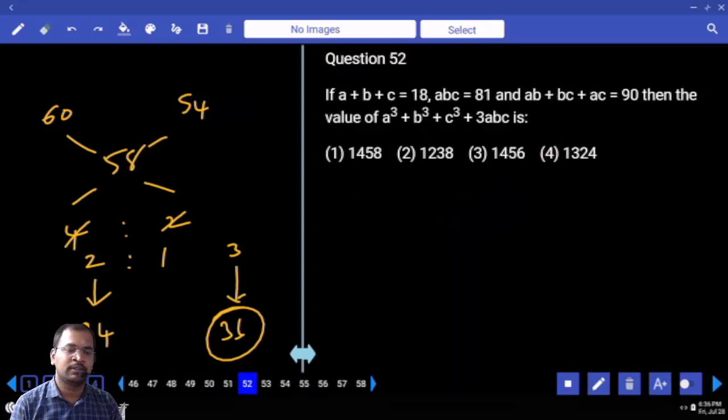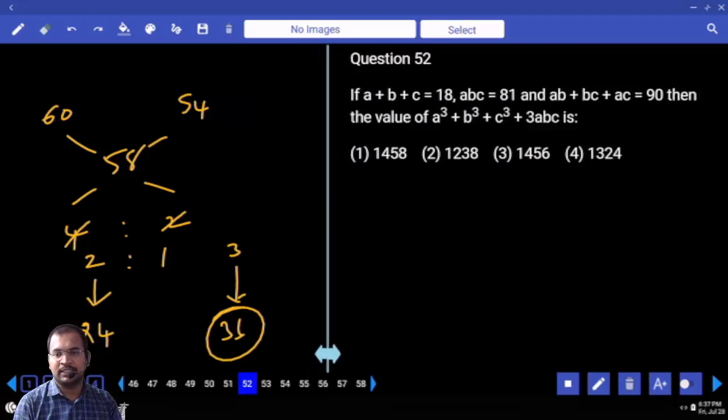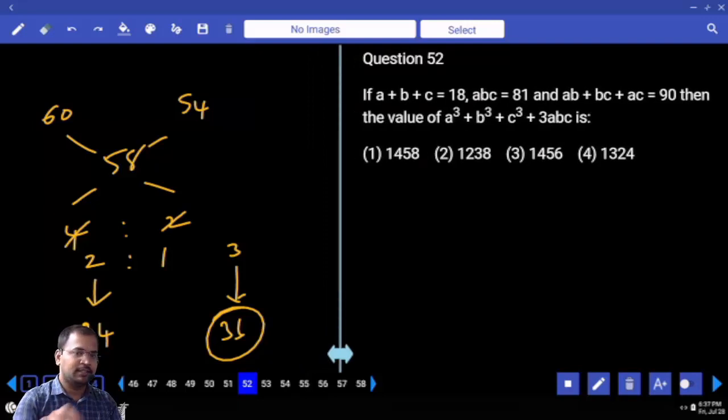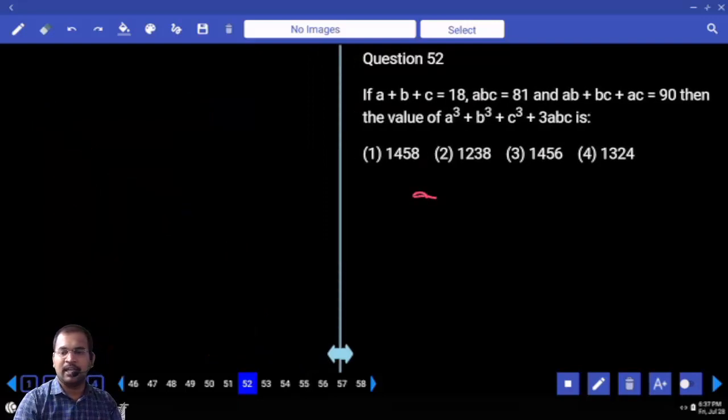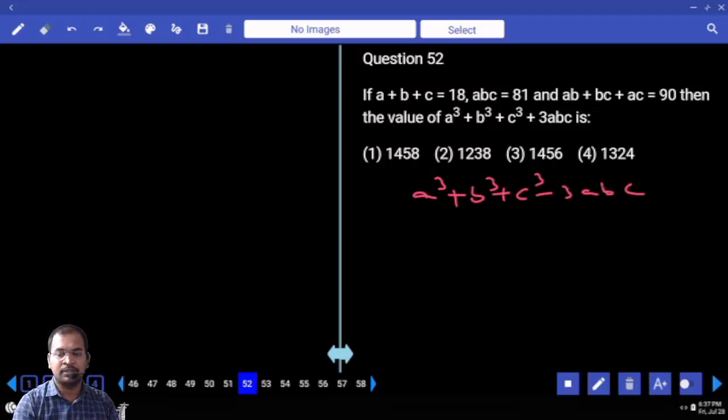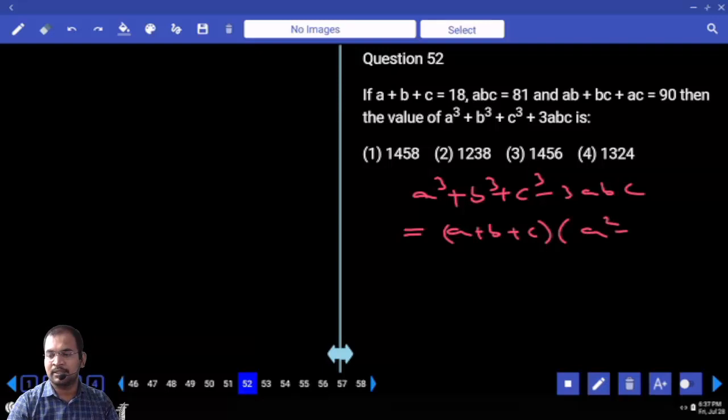Next one. Are you ready? Now a cube plus b cube plus c cube plus 3abc. Generally what we get is a cube plus b cube plus c cube minus 3abc, which is equal to a plus b plus c into a square plus b square plus c square minus of ab plus bc plus ca.